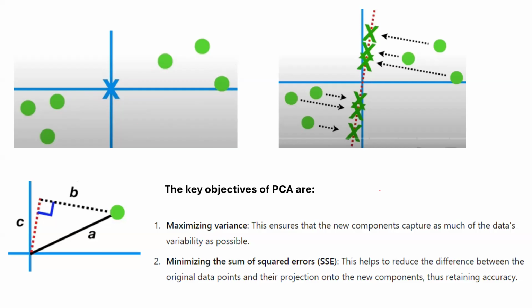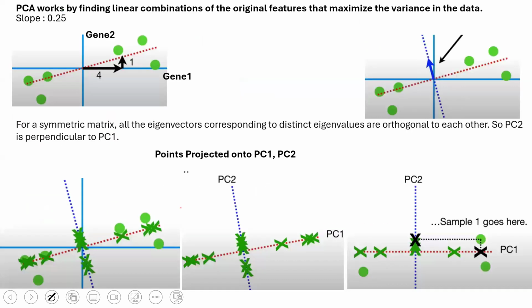Next slide. Okay, so the main objective of PCA is just to use these objectives and solve them. That's all. When you solve these objectives, you will find those new principal components, and then I'll also show you how that brings you to dimensionality reduction. So going back to the next slide. Now, as I explained, PCA works by finding linear combinations of the original features that maximize the variance in the data. We already discussed this, right?